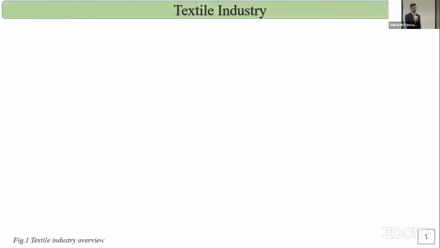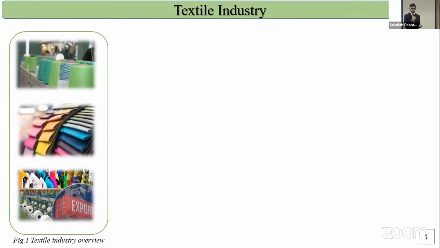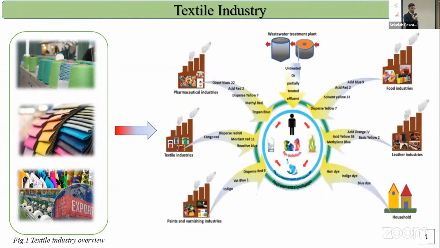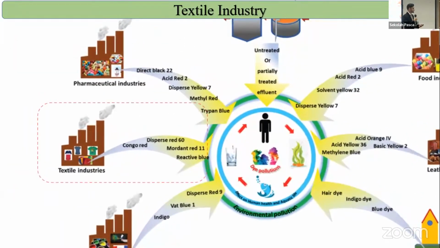As we know, the textile industry is one of the major economic sectors that serves more than 8 billion people around the globe, producing more than 56 billion kg of clothing and wearing apparel per year. But the problem with the textile industry is the excessive usage of several dyes, which generates excessive dye-laden wastewater and eventually harms the environment, human health, as well as flora and fauna, especially in the aquatic environment.